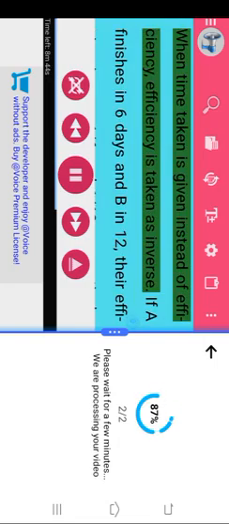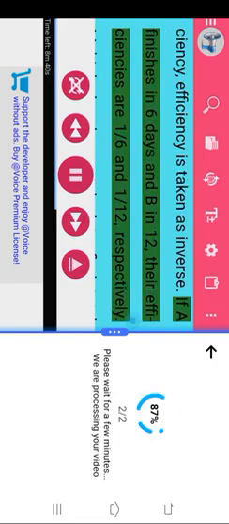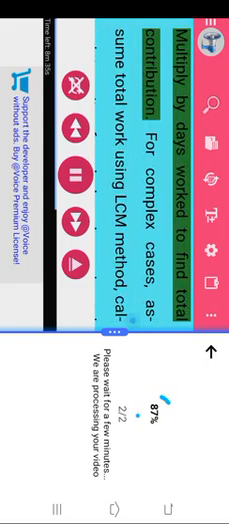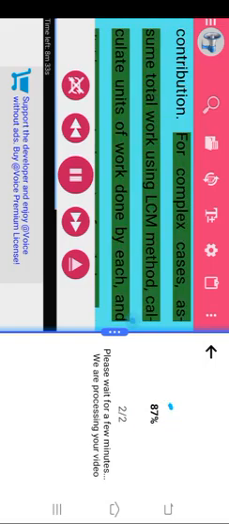When time taken is given instead of efficiency, efficiency is taken as the inverse. If A finishes in 6 days and B in 12, their efficiencies are 1/6 and 1/12 respectively. Multiply by days worked to find total contribution. For complex cases, assume total work using the LCM method, calculate units of work done by each, and divide money in the ratio of work done.